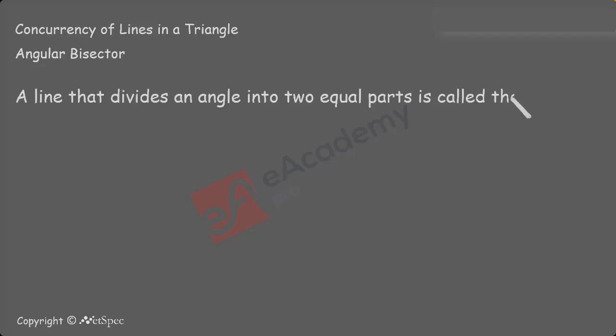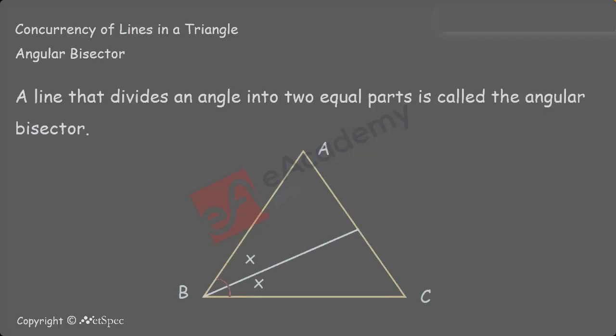The last concept in this aim is the angular bisector. As the name suggests, the angular bisector is a line segment that divides an angle into two equal parts. For example, in this diagram, the angle at vertex B is divided into two equal halves by a line segment. This line segment is the angular bisector.